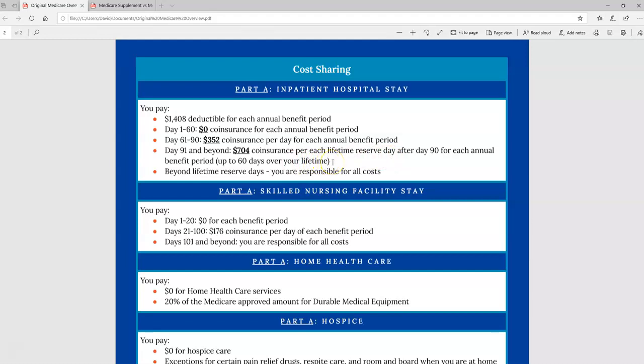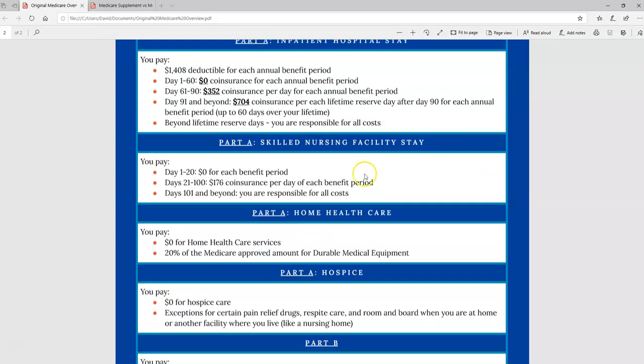So really important that you keep track of them, because once we get beyond these lifetime reserve days, you are responsible for all costs. There is no coverage for Part A. You are responsible for all the costs after that. So very important to note that once we get to a lengthy hospital stay, there can be some substantial costs that you would incur out of pocket.